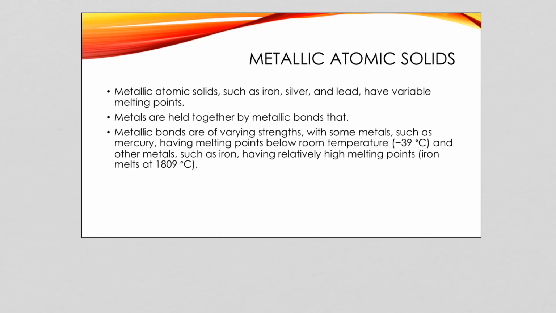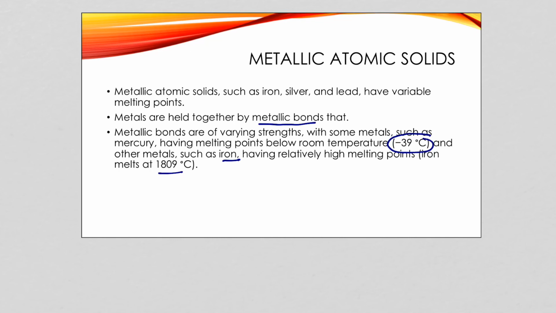And then, lastly, metallic atomic solids. These are going to vary depending on the metal. Again, these are held together by what are called metallic bonds, which we don't get into. You can know that they're held together by something called metallic bonds, and they have varying strength depending on the metal. So, for example, you have something like mercury that has a low melting point, exists as a liquid at room temperature, at minus 39 Celsius, whereas you get other metals such as iron that have relatively high melting points of 1800 degrees.